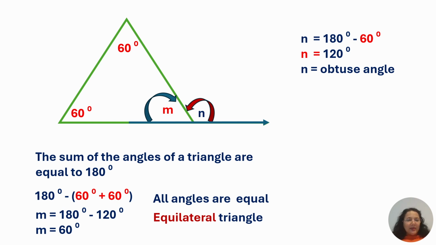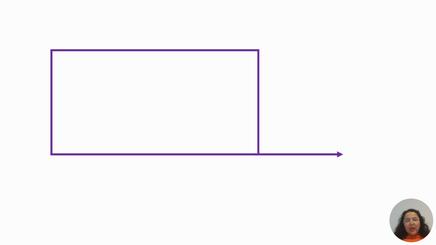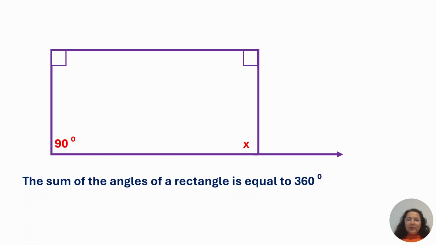Okay, so for the next slide, I'm not going to give you the answer. I'm just going to give you the basics, and I'd like you to try to calculate it. Okay, so here's a rectangle, and you know that the corner of a rectangle is 90 degrees. You can either represent it as 90 degrees or you can represent it as a square. So the three corners are 90 degrees, and they want you to calculate angle X. So you know that the sum of all the angles of a rectangle is equal to 360 degrees. So it's very easy now for you to calculate angle X. Okay, but I'm going to leave that for you to do.